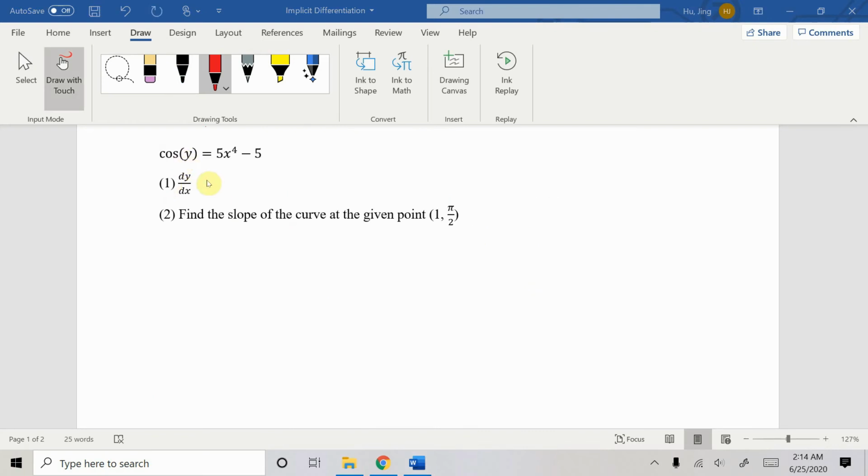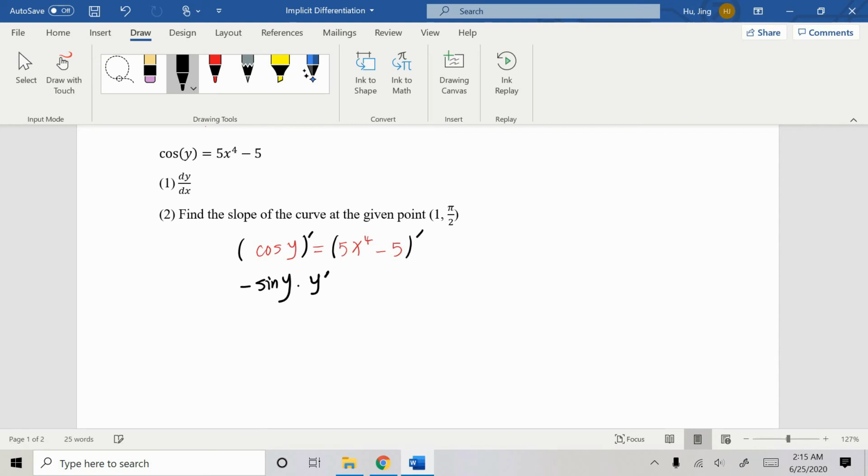So first we want to know the y prime. We copy the equation here. Then we do the fancy operation on both sides of the equal sign. That is derivative. Then we know this cosine, the derivative is negative sine y. And since y is not the destination, based on the chain rule it is times y prime. Then the right side, based on the addition rule, here is this derivative minus this 5 derivative.